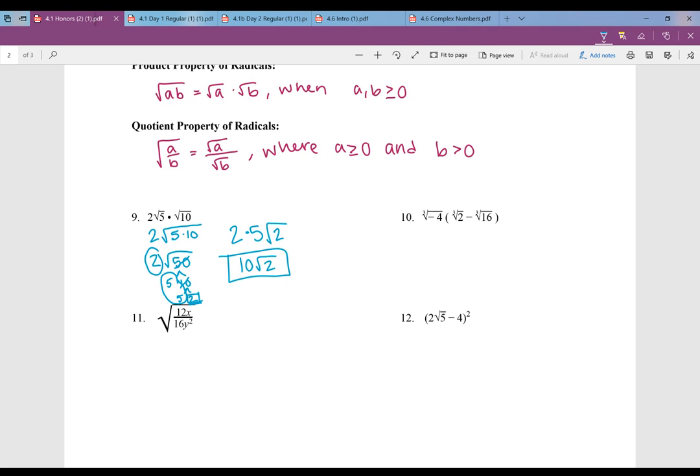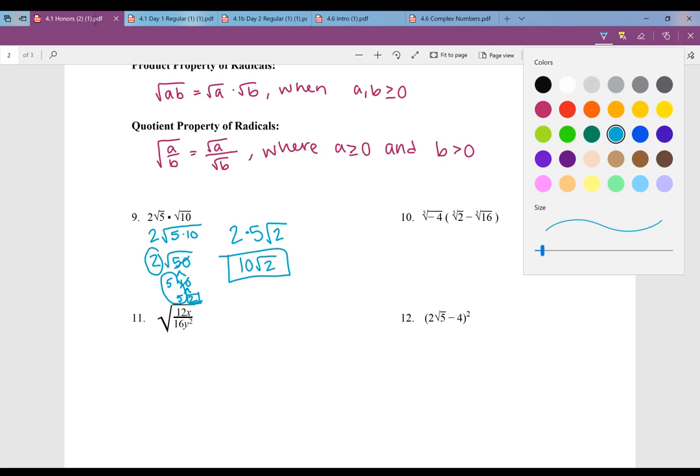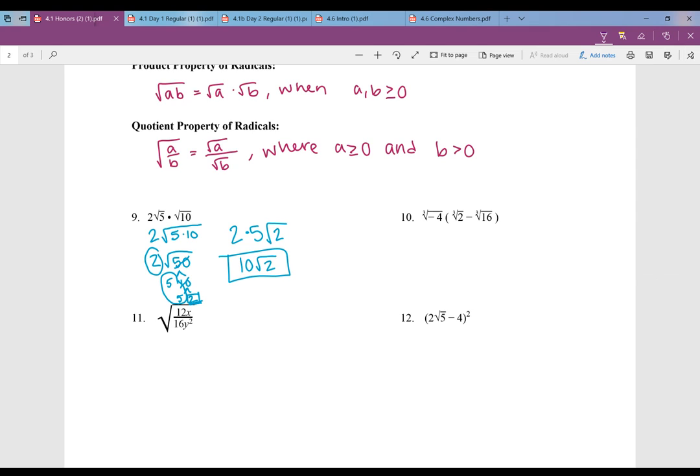All right, let's look at another. For number 10, we have the cubed root of negative 4 times the cubed root of 2 minus the cubed root of 16. Just like with anything else, we need to distribute. So we're doing the cubed root of negative 4 times the cubed root of 2 minus the cubed root of negative 4 times the cubed root of 16.